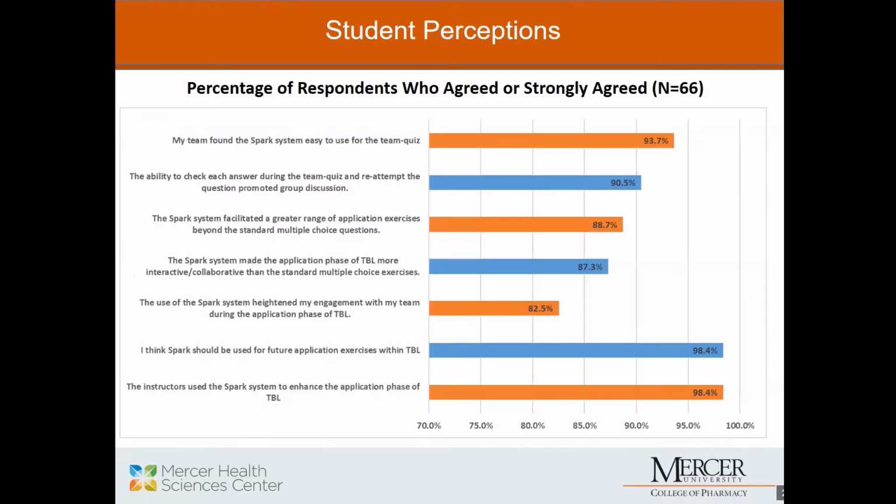We collected student perceptions of the system and a few items of note here. Students found the Spark system easy to use for the team quiz, with over 90% level of agreement. The Spark system facilitated a greater range of application exercises beyond the standard multiple choice questions, with nearly 90% level of agreement. And also here, next to last, I think Spark should be used for future application exercises within TBL, with nearly a 100% level of agreement.